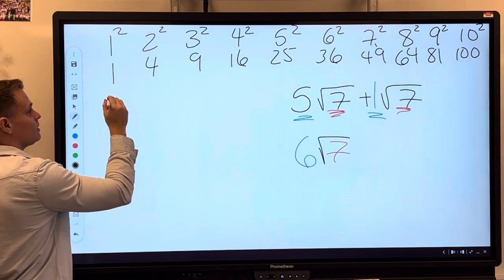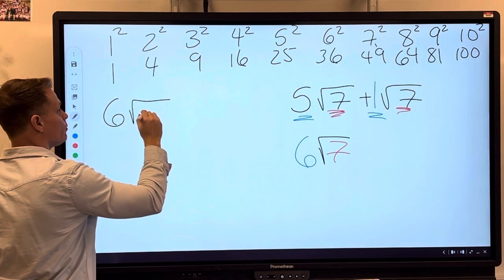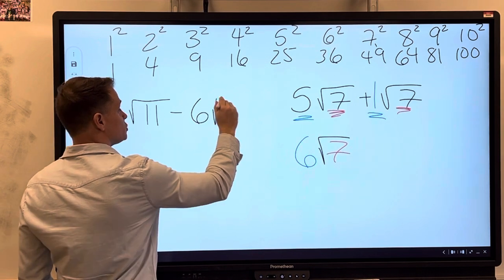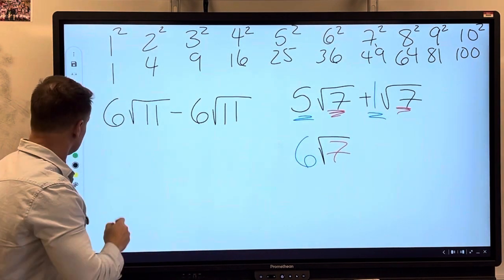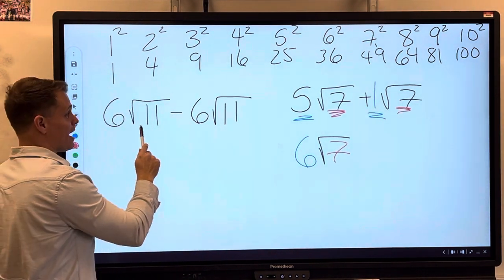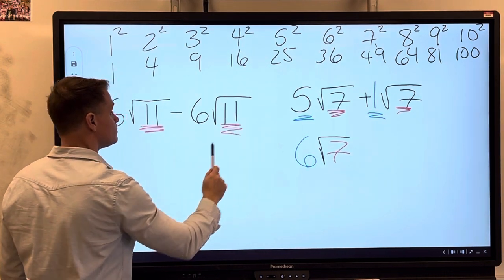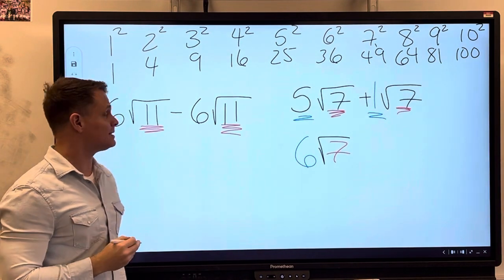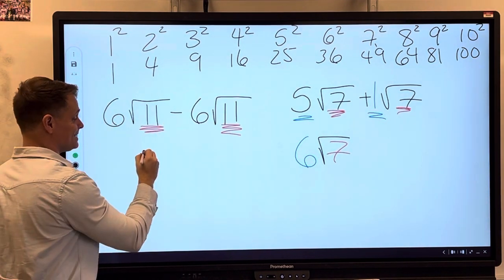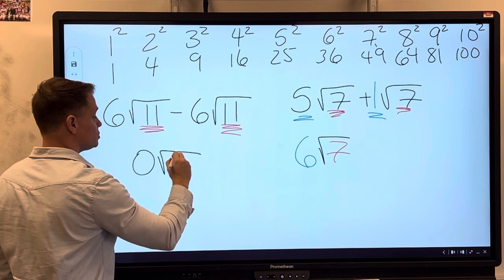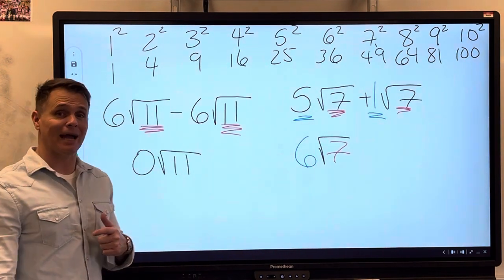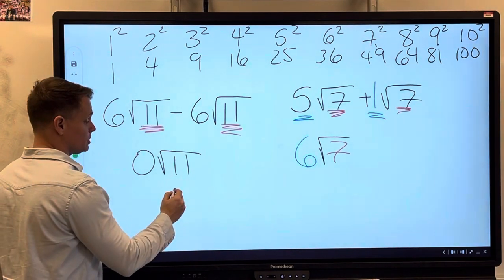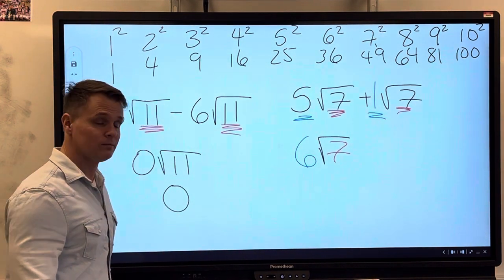If we have something like 6 times the square root of 11 minus 6 times the square root of 11, to be able to add or subtract them, they have to have the same radical, and they do, so we can subtract. Now, 6 minus 6 is 0. 0 times the square root of 11. 0 times anything is 0, so we're not going to leave the answer like this. The answer to this one is 0.